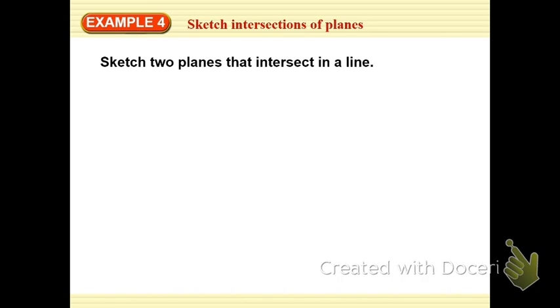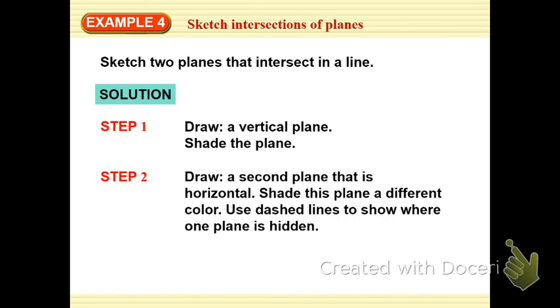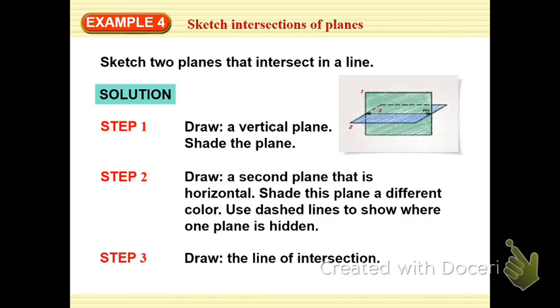Two planes that intersect in a line. All right? Two planes that intersect in a line looks like this. This is telling you how to do it. Draw a vertical plane. Shade the plane. Draw the second one, which can be horizontal. And you would show dashed lines where they intersect.